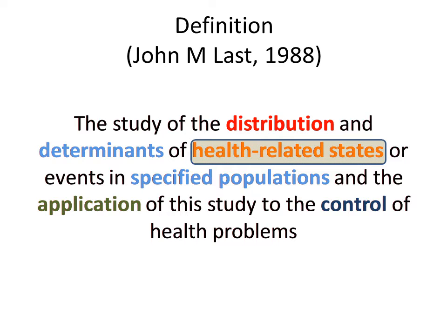Health-related states. Instead of using the term disease, health-related states has been used. This is because we don't just measure disease. We also need to measure other events related to health. For example, if you want to know the average blood pressure of a group, the blood pressure is not a disease, but it is related to health and is often required to be studied and compared. Another example is the average birth weight in a given country. Birth weight is not a disease, but a health-related event.